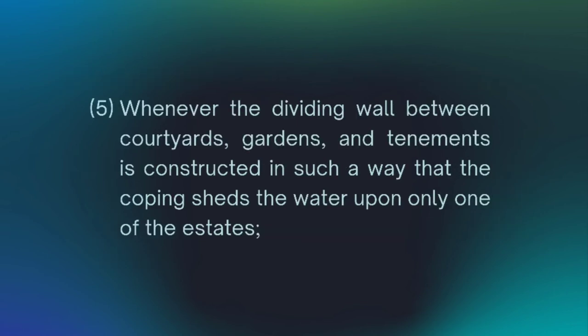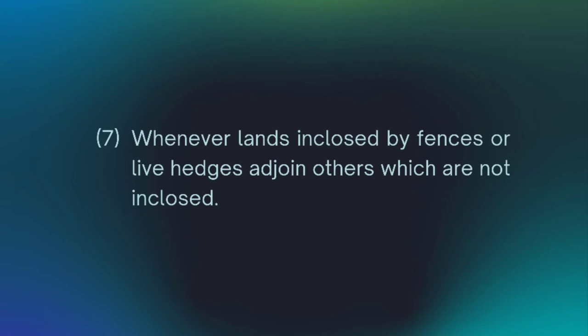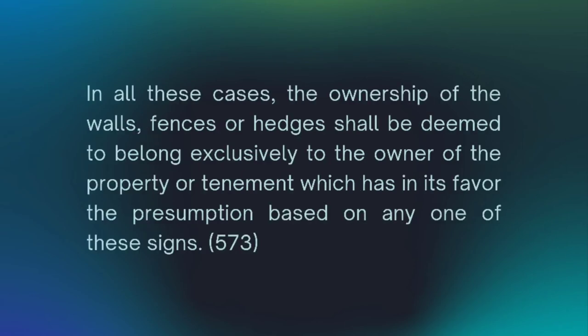5. Whenever the dividing wall between courtyards, gardens, and tenements is constructed in such a way that the coping sheds the water upon only one of the estates. 6. Whenever the dividing wall, being built of masonry, has stepping stones, which at certain intervals project from the surface on one side only, but not on the other. 7. Whenever lands enclosed by fences or lath hedges adjoin others which are not enclosed. In all these cases, the ownership of the walls, fences or hedges shall be deemed to belong exclusively to the owner of the property or tenement, which has in its favor the presumption based on any one of these signs.